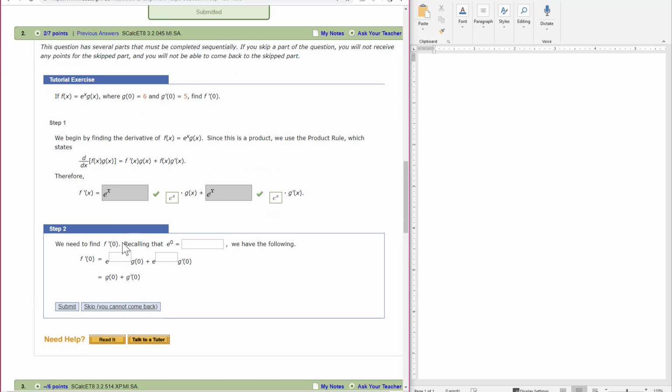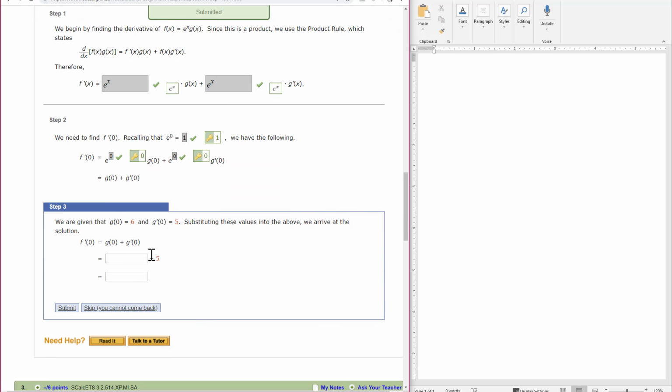And now we want to put in some values of 0 in there. So e to the 0, anything to the 0 power, is equal to 1. And so we have e to the 0 times g of 0 and e to the 0 times g prime of 0. And since e to the 0 is equal to 1, then we just have 1 times g of 0 plus 1 times g prime of 0.